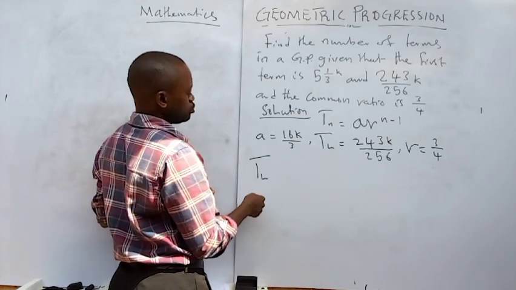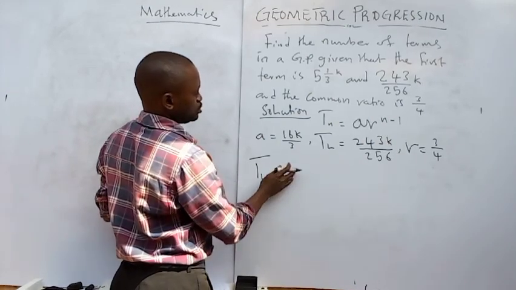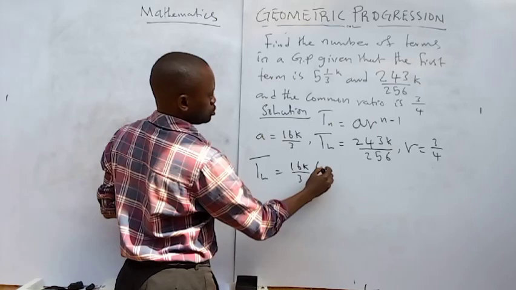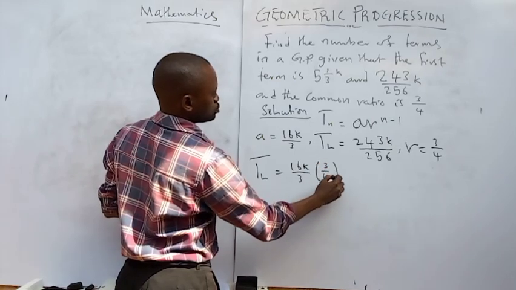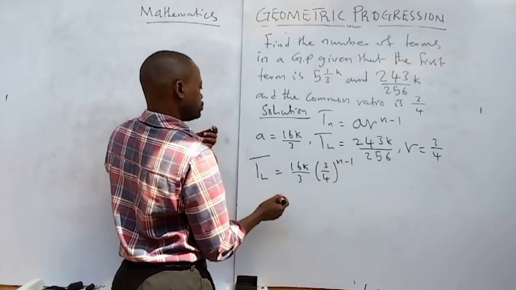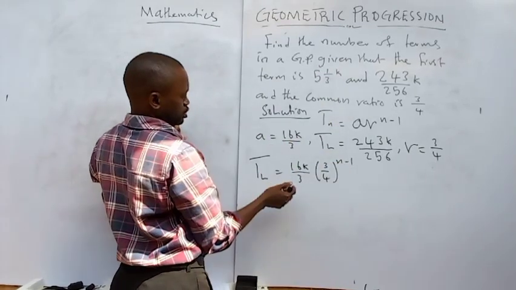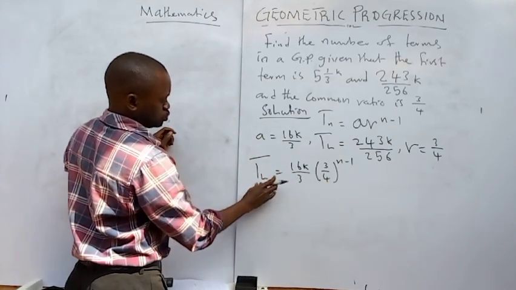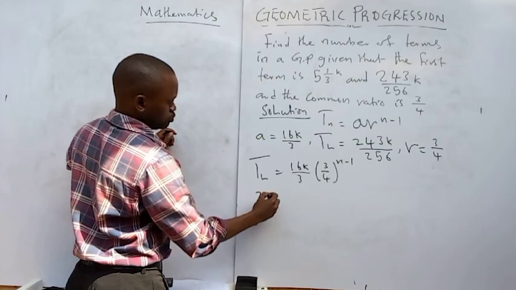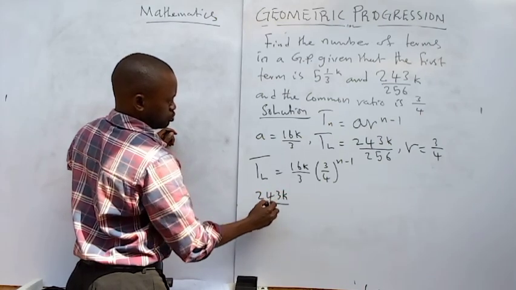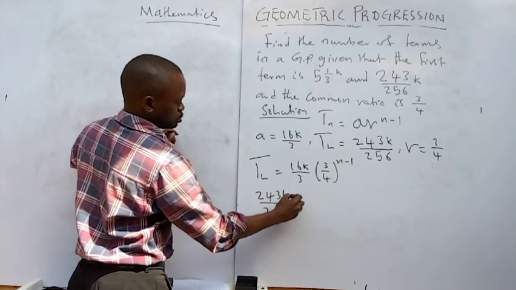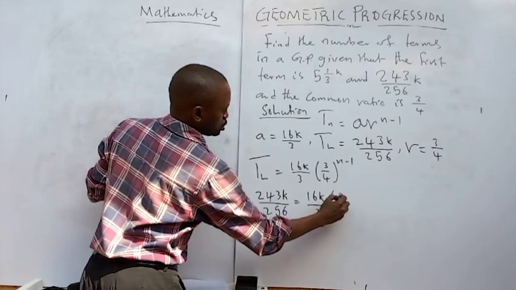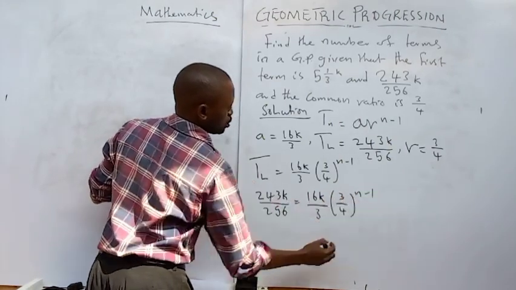All right, so here we go. T last is equal to a, the first term, 16k over 3, times the common ratio 3 over 4 to the power n minus 1. We don't know the number of terms. That's what they asked us to find, the number existing between this first term and this last term. So I will substitute here for the last term: 243k over 256 equals 16k over 3 times 3 over 4 to the power n minus 1.